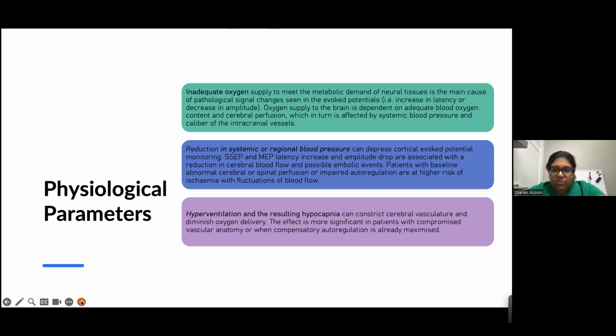Reducing systemic or regional blood pressure can depress cortical evoked potential monitoring, and SSEP and MEP latency increases and amplitude drops are associated with a reduction in cerebral blood flow and possible embolic events. Patients with baseline abnormal cerebral or spinal perfusion or impaired autoregulation are at a higher risk of ischemia with fluctuations of blood flow. Hyperventilation and the resultant hypocapnia can constrict cerebral vasculature and diminish oxygen delivery. The effect is more significant in patients with compromised vascular anatomy and when compensatory autoregulation is already maximized.